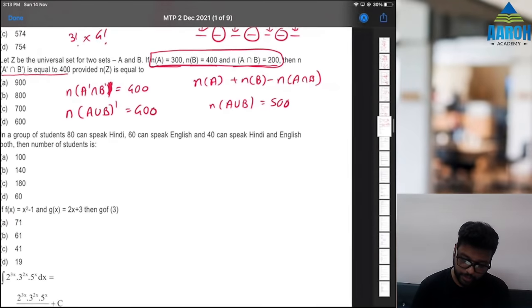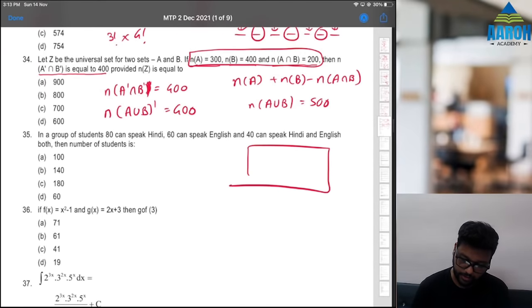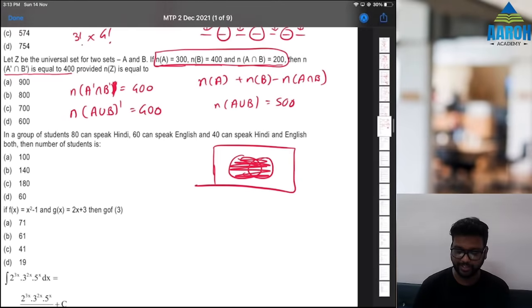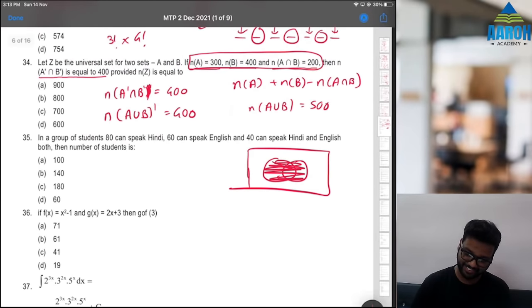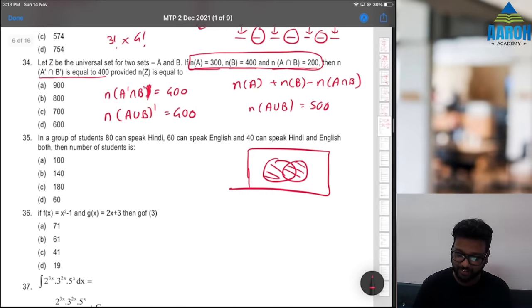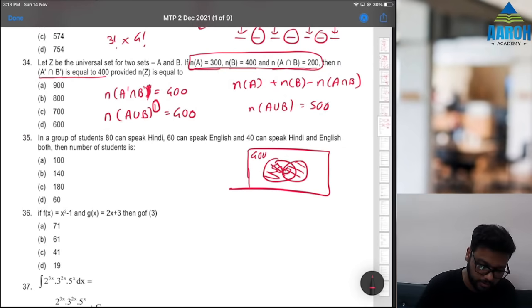Understand, if A union B is 500, that means, see, this part is 500. Okay, I should not color it like that. Wait. This part is 500 and dash, that means the outside part is 400. That means the total must be 900, right? So option A is the correct answer.